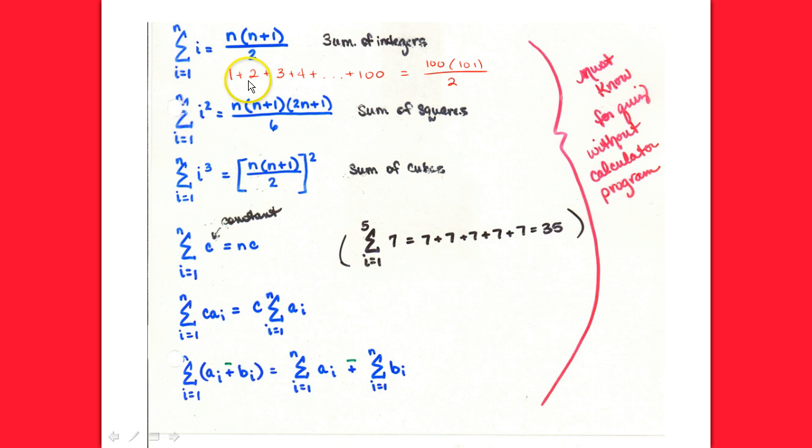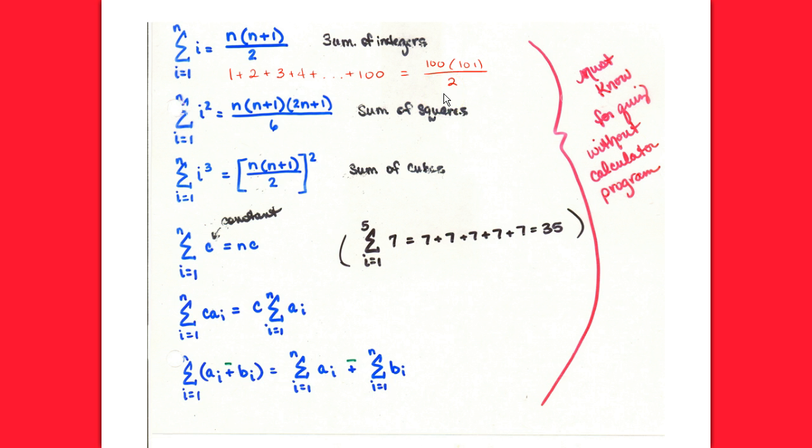Instead of doing 1 plus 2 plus 3 plus 4 plus 5 all the way up to 100, all I would have to do is say, look, I'm trying to find the sum from 1 to 100, so I'll put 100 in the place of n. So that would be 100 times (100 plus 1) over 2.